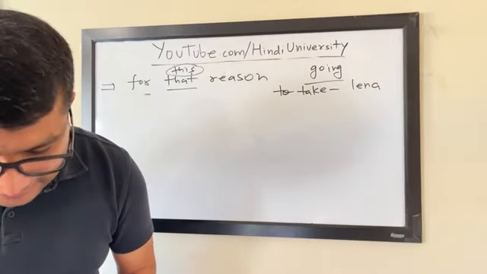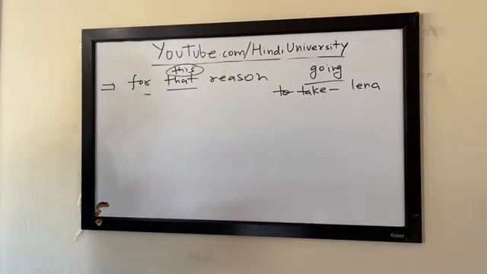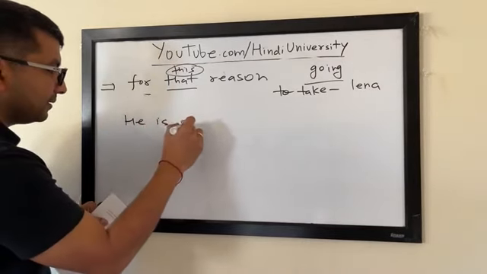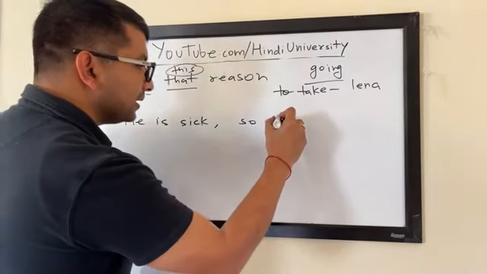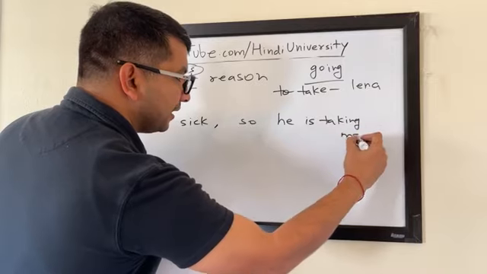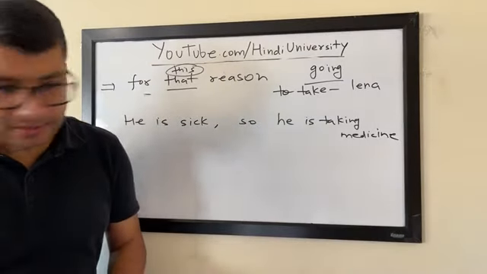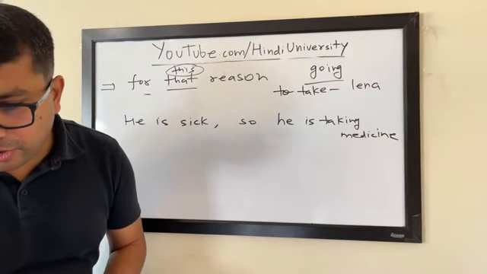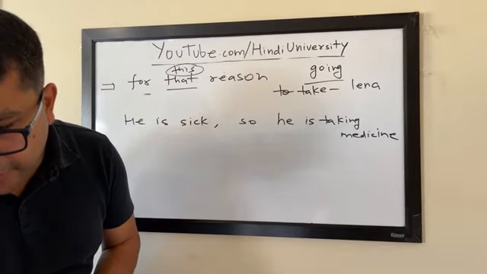Let's take some more examples of using isliye. He is sick, so, or that's why, or consequently, so. Simple example, he is taking medicine. I wrote down a simple example because I want to make sure everyone is coming along. Anyone who's not tried before and finding it hard, I want you to try it out. And I promise I'll help you.